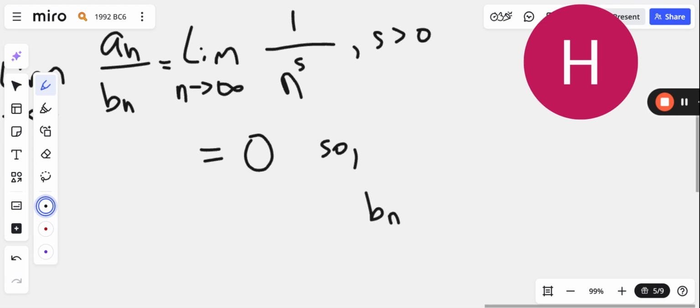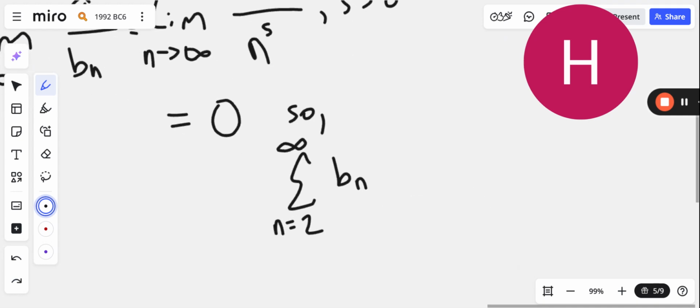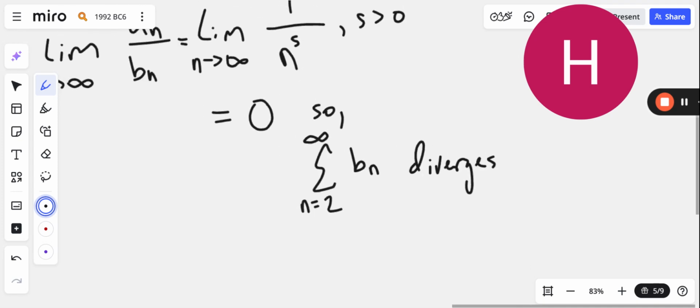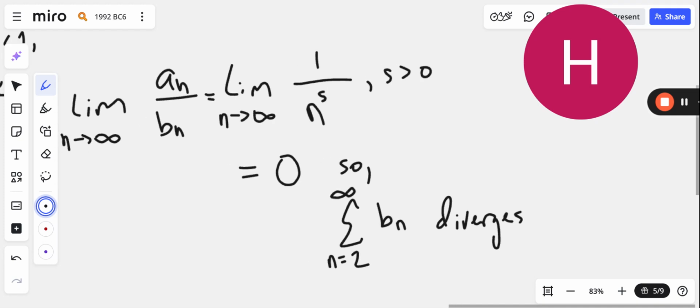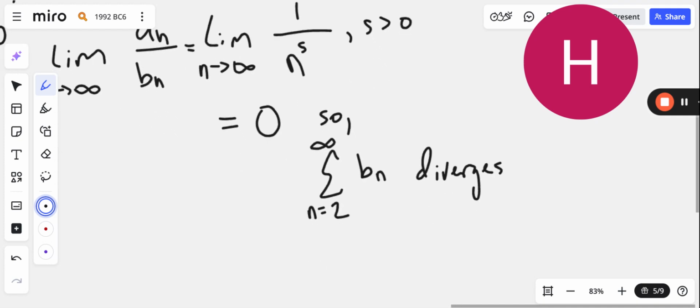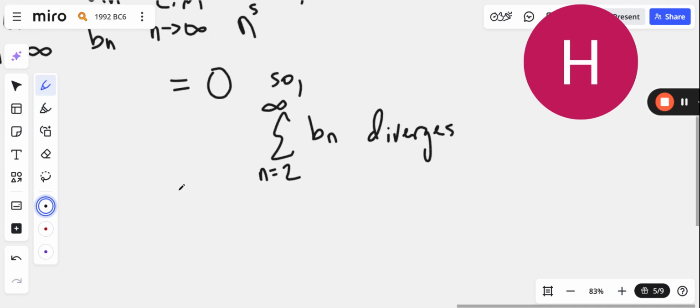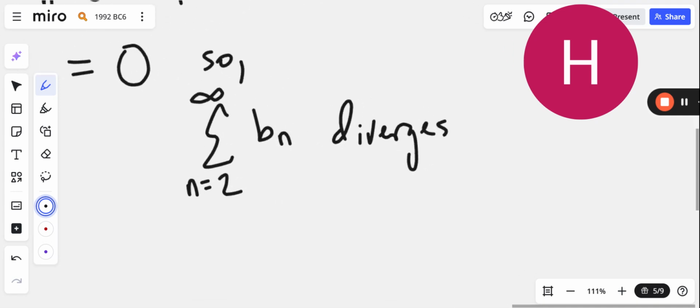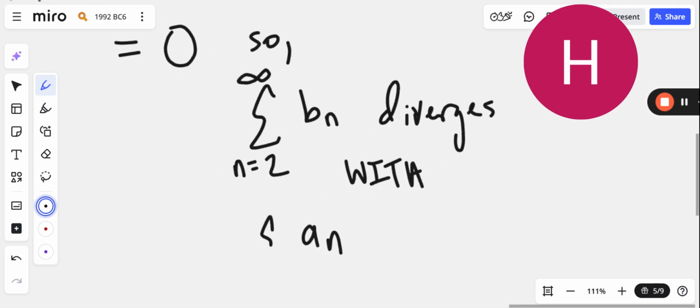So the sum of b_n from 2 to infinity diverges. I'm going to put converges with, sorry, diverges. The limit converges in their comparison, which again, like the integral test, means they're paced the same. If one of them's going off to infinity, they're both going off to infinity. If one of them's slowing down, the other one's slowing down. Maybe not at the exact same moments, but they're at the same pace. Diverges with the sum of a_n.